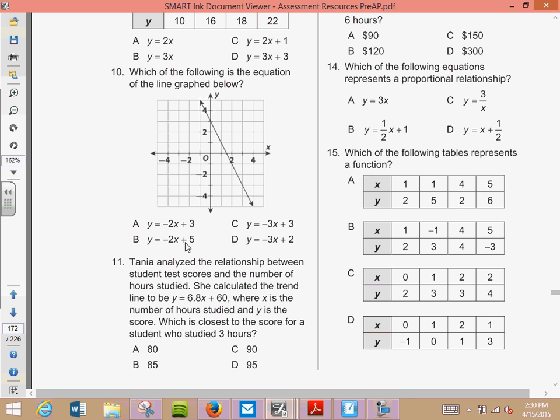Rise over run, right? Find 2 points that are connected. So point 3 and point right here, 2 and 3. So you can go right from here.